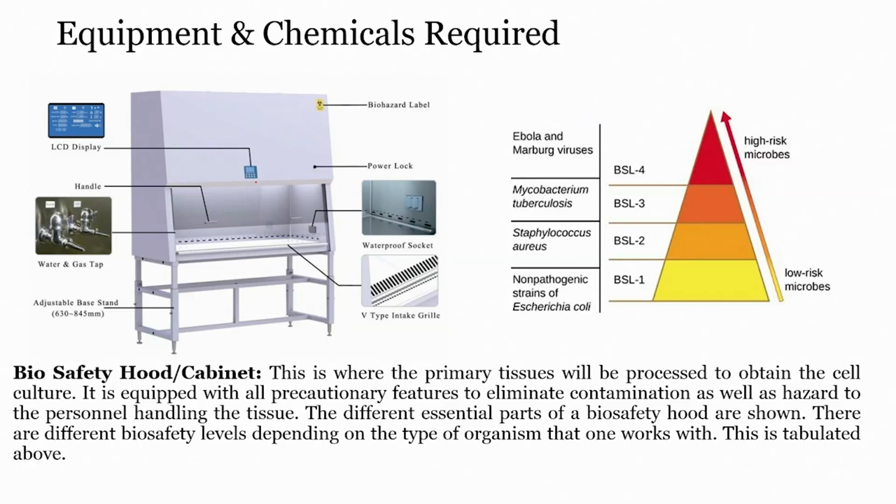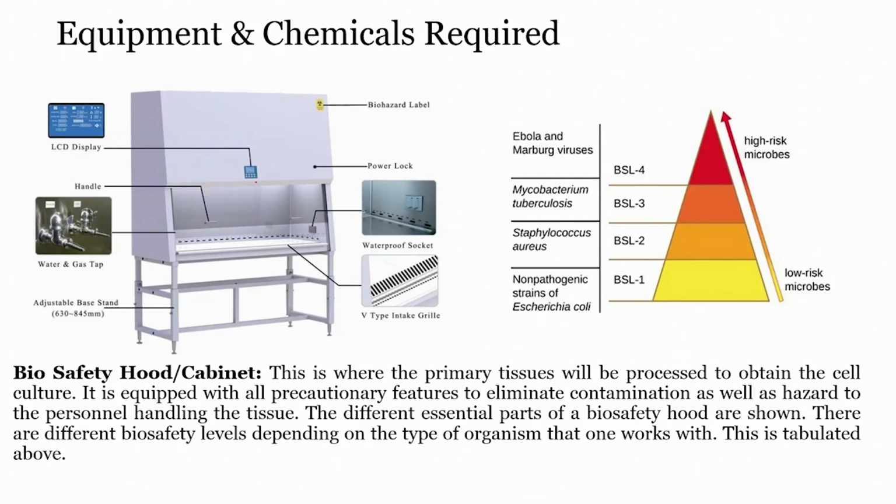Now, when we talk about the class or level of biosafety, we start from BSL 1, which is the base of this triangle, and BSL 1 is used for non-pathogenic strains of E. coli. So, these are the low risk microbes, and as you go towards high risk microbes, the safety level changes. BSL 1 for non-pathogenic strains of E. coli, BSL 2 for staph, BSL 3 for tuberculosis, BSL 4 for Ebola and Marburg viruses.